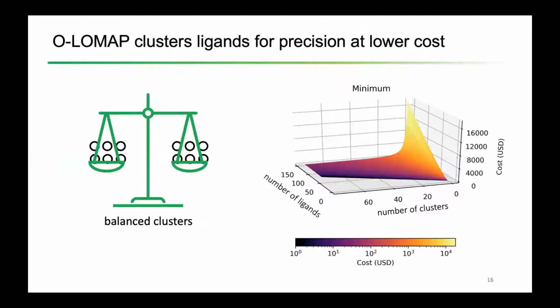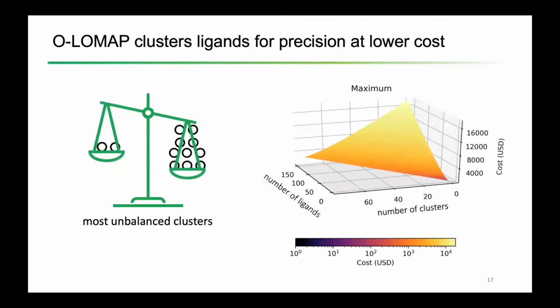You could say that's a lot of edges to potentially simulate, but O-LOMAP has an additional tool within it, which is clustering, which actually helps you to save money on the total study of the ligands as you introduce clusters. So in the best case, you save the most money if you have very balanced clusters or the designs have the same number of ligands in them. And this is the cost saving.